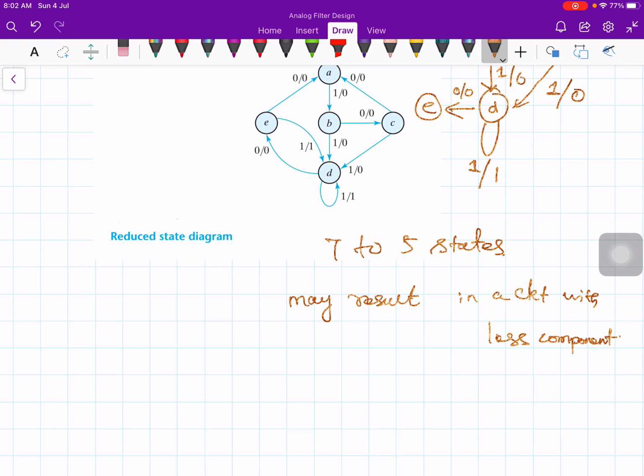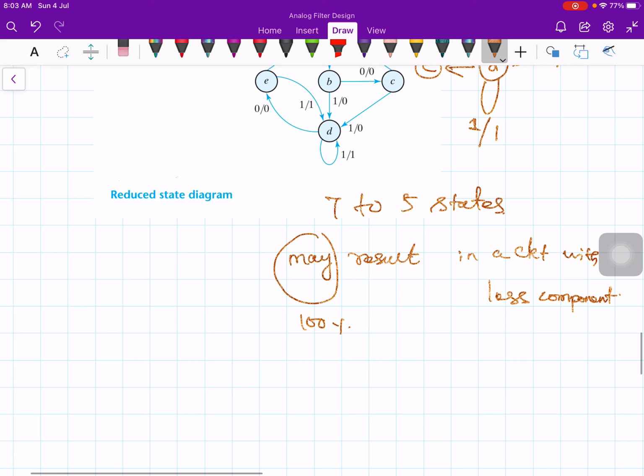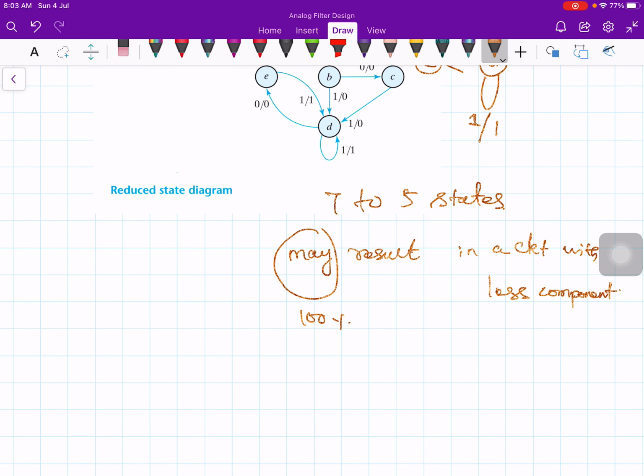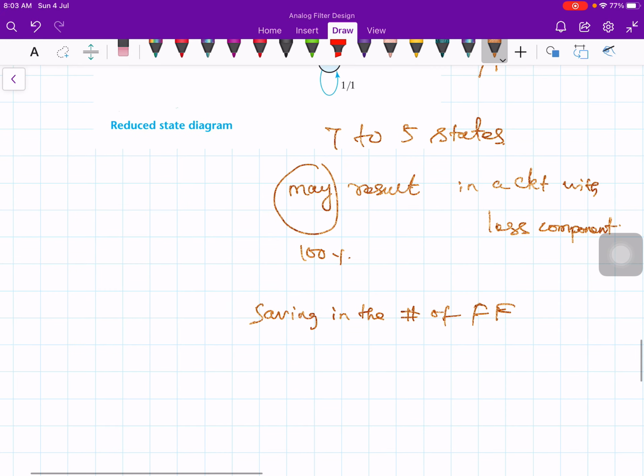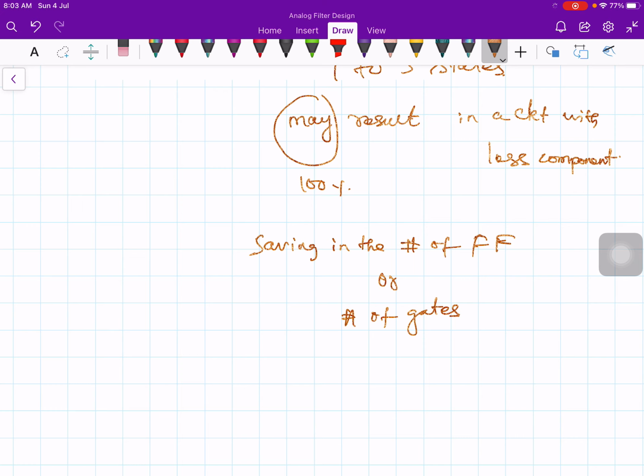Okay, why did I put may? Because we can't say 100%. Sometimes maybe, sometimes may not. But however, the fact that the state table has been reduced to fewer states, we are saving the number of flip-flops, or number of gates. So in actual practice, the designers may skip this step because target devices are rich in resources.